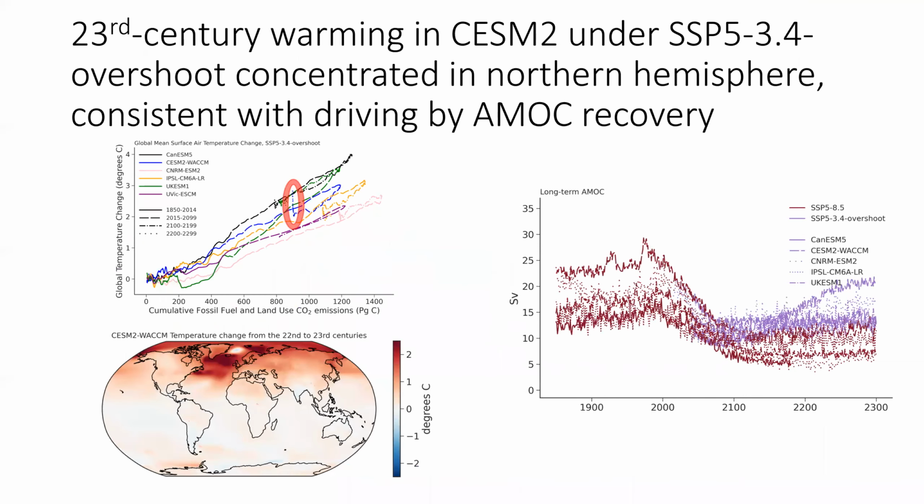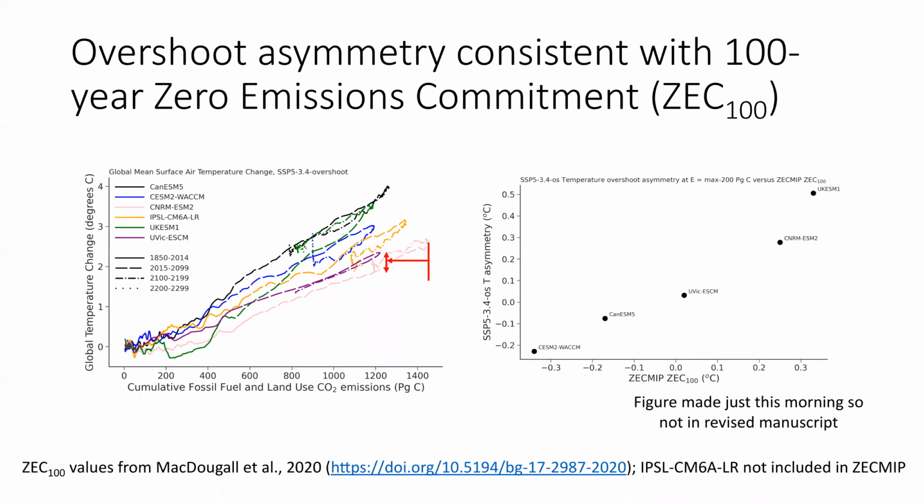Charlie, for that one, is ZEC defined as the temperature change relative to the time that you turn off the emissions, or to the beginning of the simulation? Relative to the time you turn off emissions. So it's the committed warming 100 years afterwards, as compared to the temperature you're at when you reach zero emissions. Because relative to the beginning of the simulation, you're still going to be in positive territory for all these models, absolutely, right? Absolutely. Okay. Yeah.